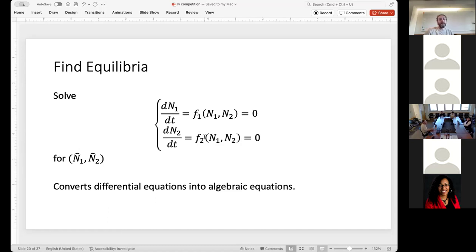And so basically this is a good trick, because we started with differential equations, but then we got rid of the time changing part, and converted it to a system of algebraic equations, which is a lot easier to deal with. So that's why this works. This is how we find equilibrium. Sometimes you can do this in closed form with algebra. Sometimes you have to do it numerically. With Lotka-Volterra, it's really easy.